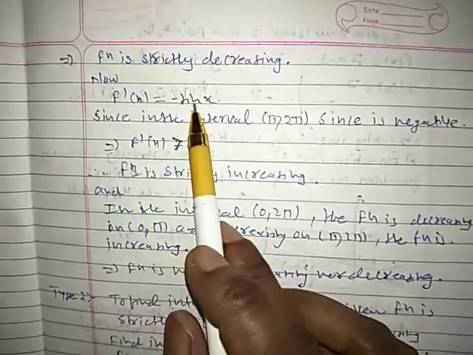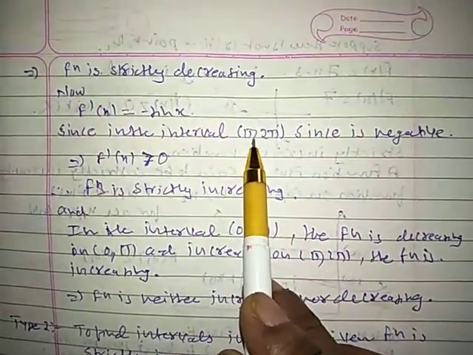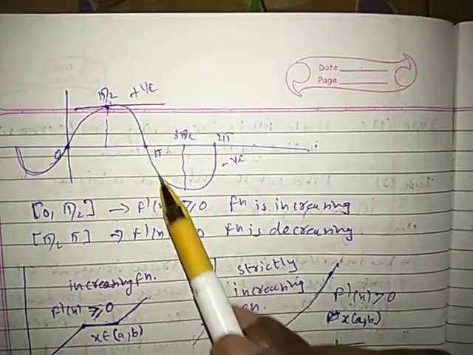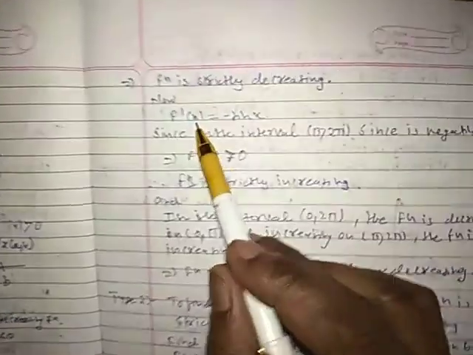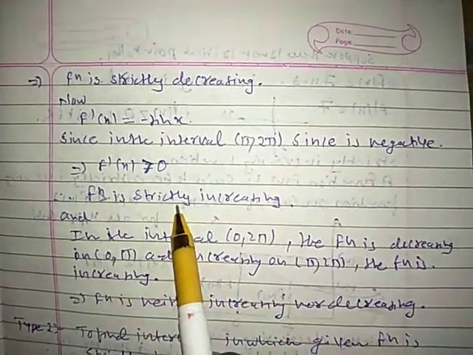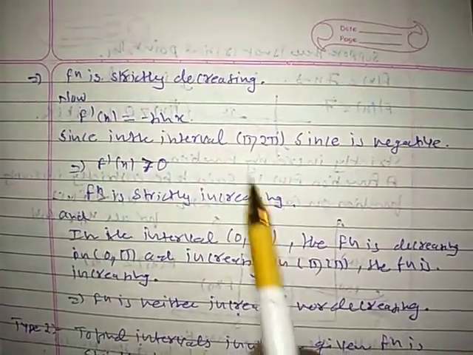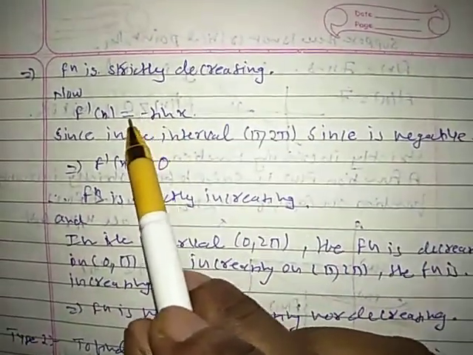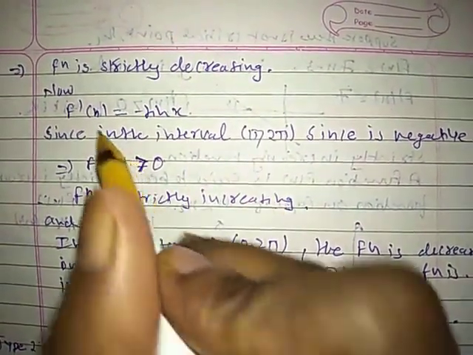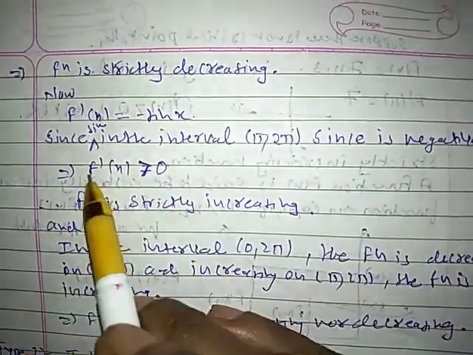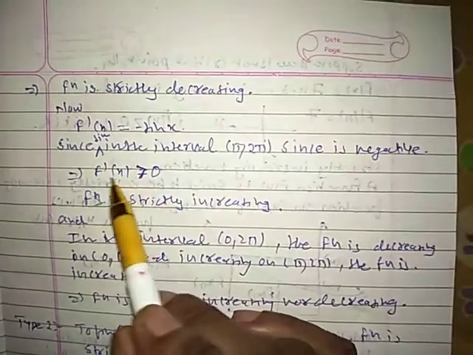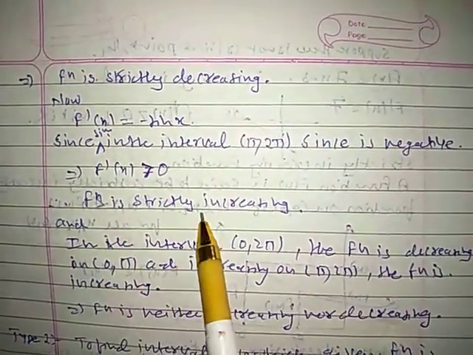Now f dash of x is equal to sin x. In the interval pi to 3 pi by 2, you see here, it is trough, it is negative, and f dash of x is also negative, so negative into negative is positive. So f dash of x is greater than 0, so the function is strictly increasing. Got it now? We have to see where the crest and trough lie. Since sine in the interval pi to 2 pi is negative, negative into negative is positive, so f dash of x is greater than 0. So the function is strictly increasing.